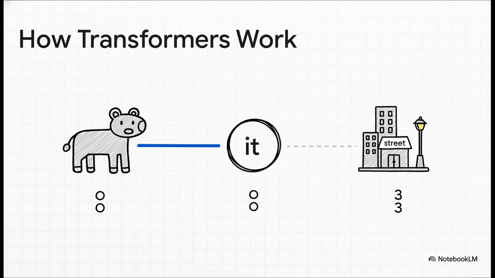But wait, if it's not reading in order, how does it know the sequence of the words? Ah, that's where positional encoding comes in. It's basically like adding a little digital tag to each word that says, "Hey, I'm word number 1, I'm word number 2," and so on.